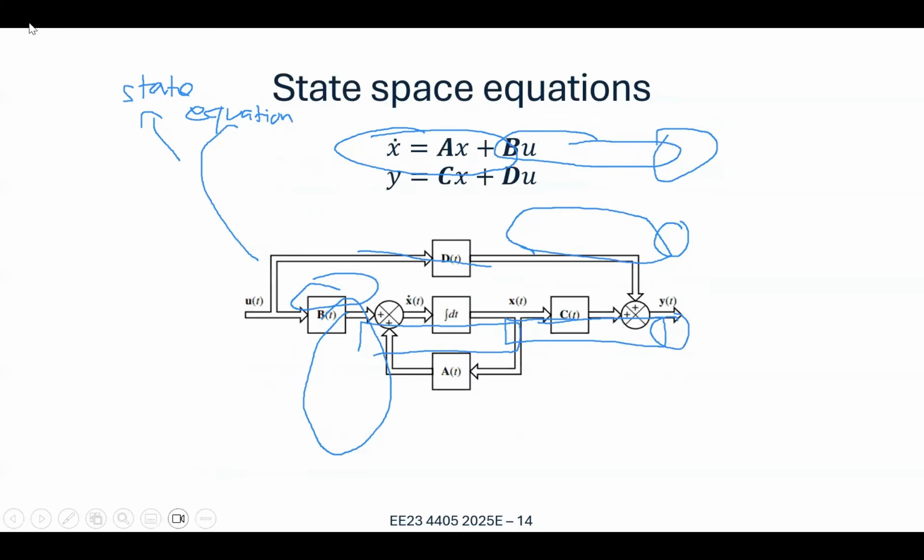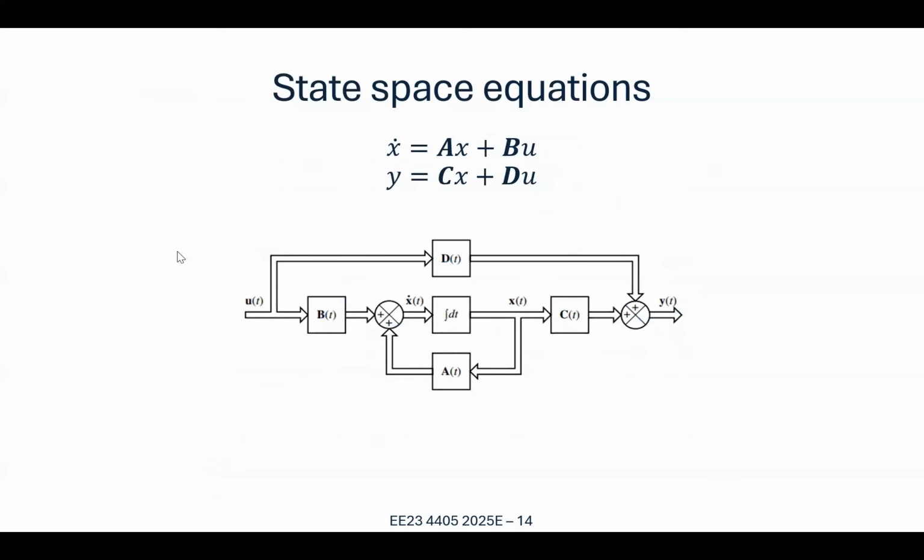Now, if we draw this, if we represent this with the transfer function, we have x dot is Ax plus Bu, and y here is Cx plus Du. Yeah. So the main equations, there are two of these, and if we represent this with a block diagram.